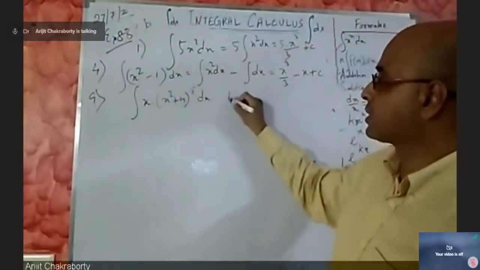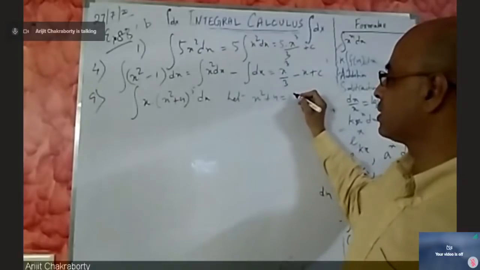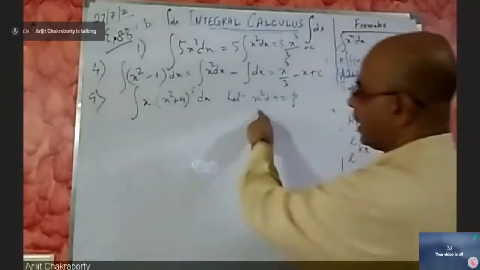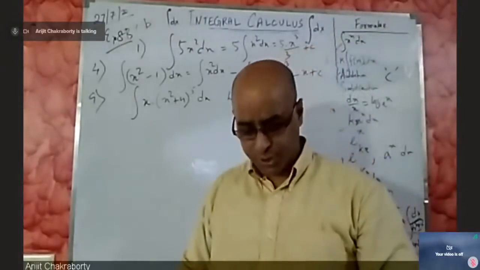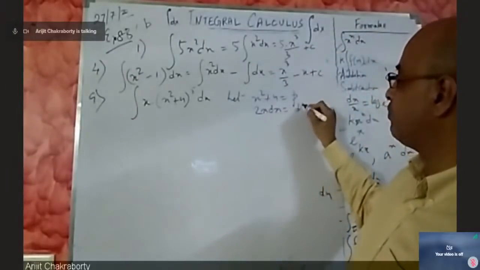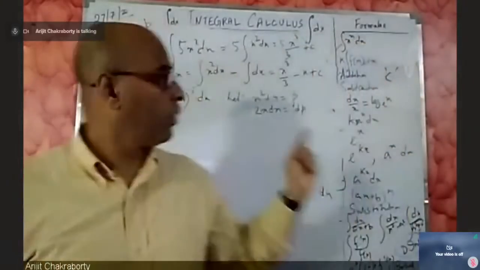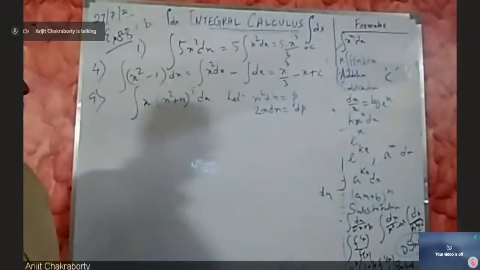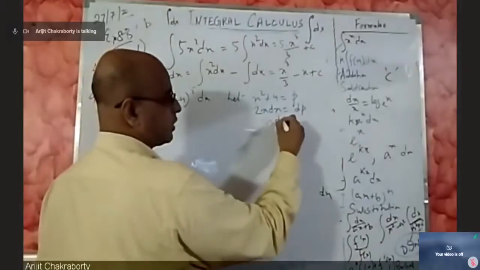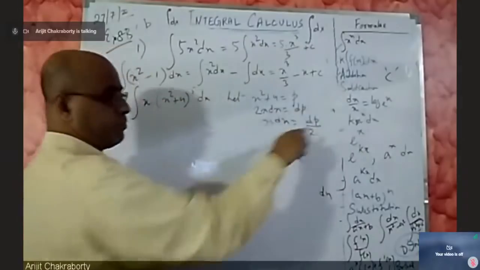So here, let x square plus 4 equal to, say I take, p. Fine. So taking the differential coefficient of both the sides, I can write 2x dx equal to dp, because differential coefficient of 4 is 0. So 2x dx equal to dp. Okay. In other words, I can write x dx equal to dp by 2. X dx is dp by 2.